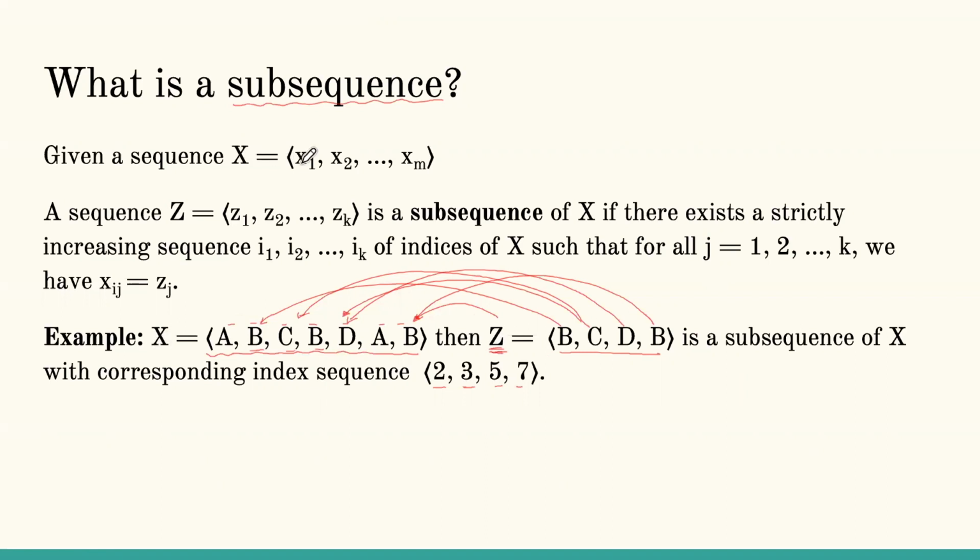Formally, given a sequence X that has characters X1 through Xm, we say that Z1 through Zk is a subsequence of X, where obviously k should not be more than m, if there exists an increasing sequence of indices i1 through ik in X, such that for all j from 1 through k, we have a mapping between Xij and Zj.